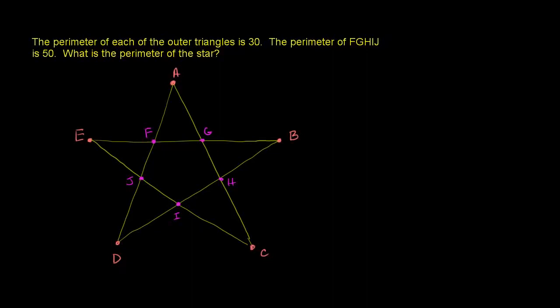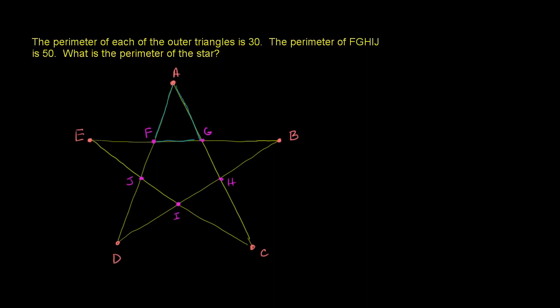Let's do some example problems here. So we have the perimeter of each of the outer triangles is 30. So for example, if I took the sum of this side and that side, I will get 30, and that's true of all of these outer triangles, these 5 outer triangles.